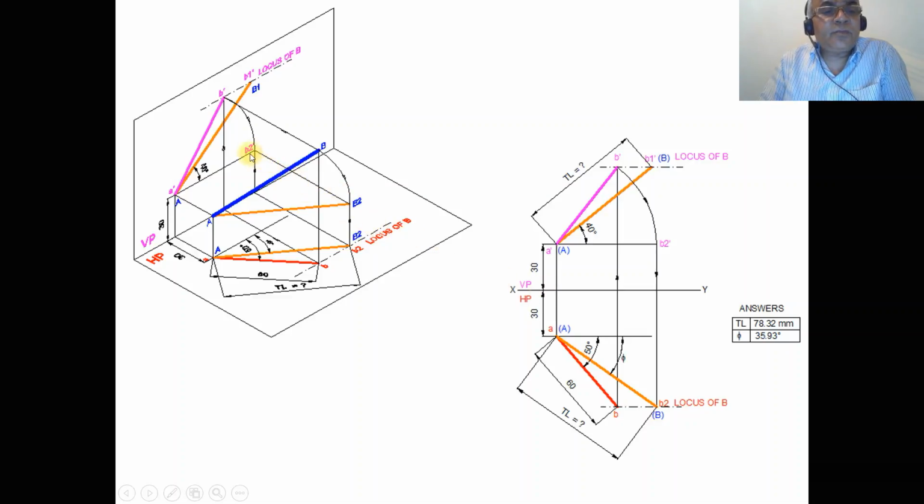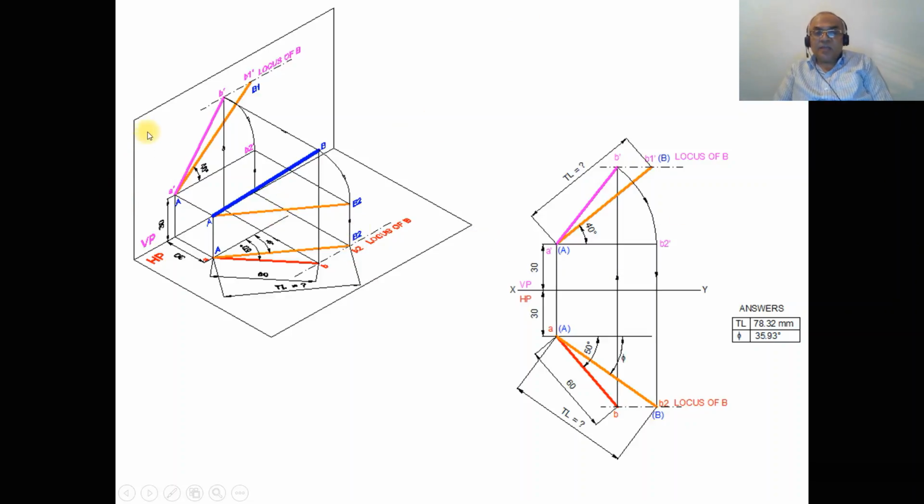When you look from the front view, that projection is shown here. And when you look from the top view, that projection is shown here, such that it is going to cut the locus of B in the top view. So you join A and B2 a little bit thicker than the XY line. So this is how we will be able to analyze this in 3 dimensions stepwise.